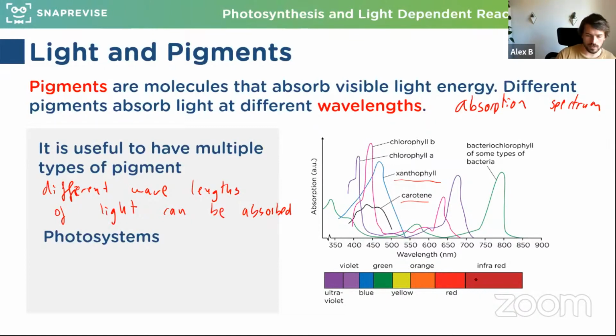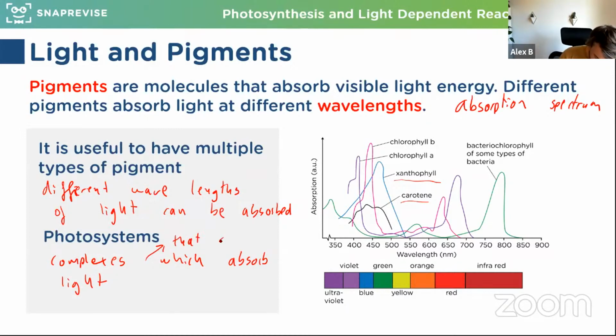So what else are we saying? Yeah, so these pigments are located together in photosystems, which are complexes that contain pigments which absorb light.